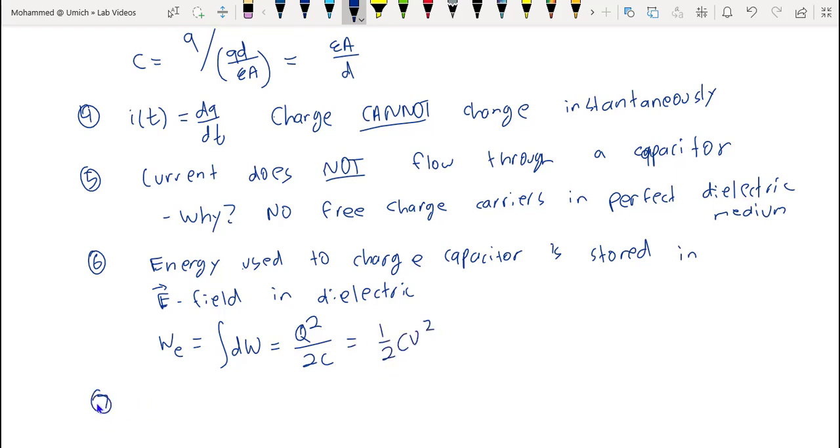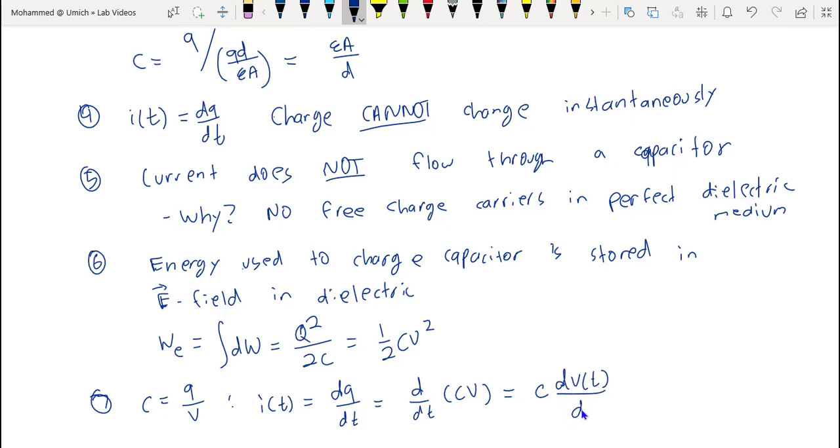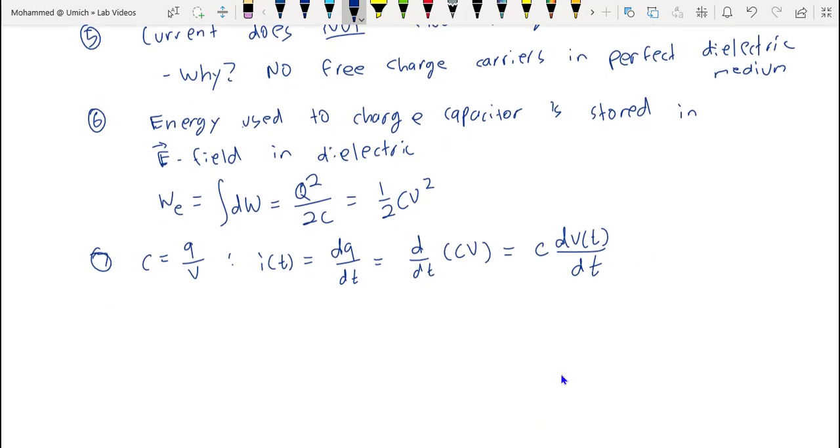7. This is just a manipulation of formulas. So we saw that C equals Q over V. Now, remember that I of t equals dQ/dt, which equals d/dt of CV, which equals, C is a constant, can go out of the derivative, C dV(t)/dt. And this is what we're going to use when we derive the differential equation that characterizes the RC circuit.